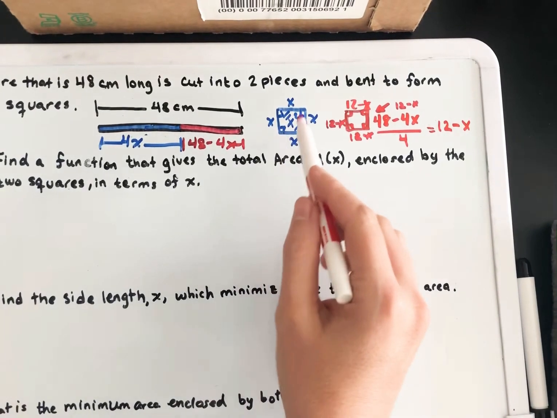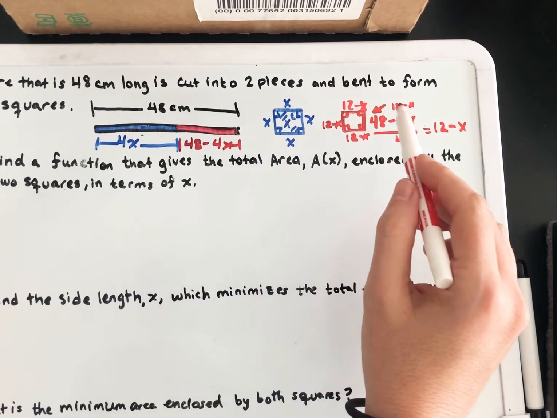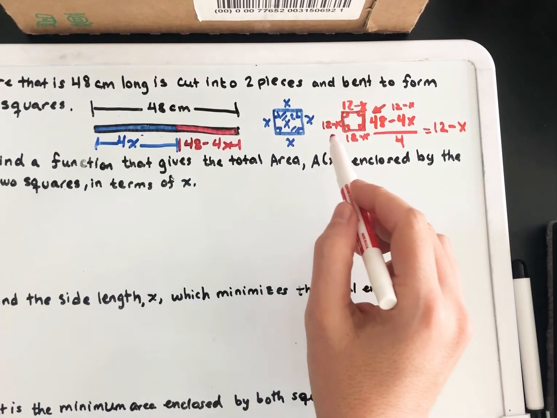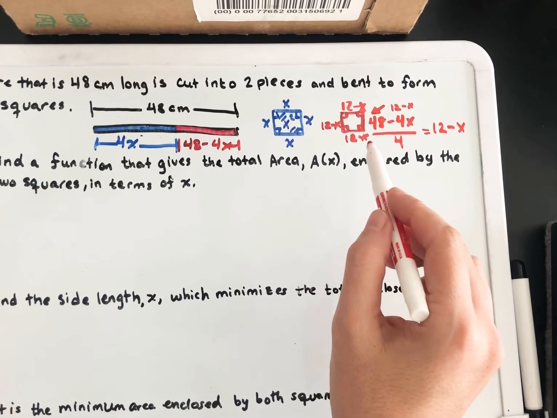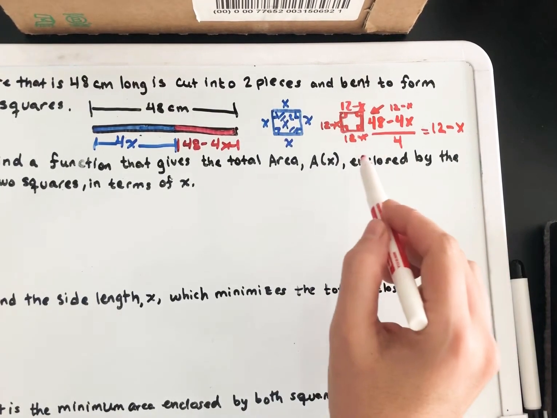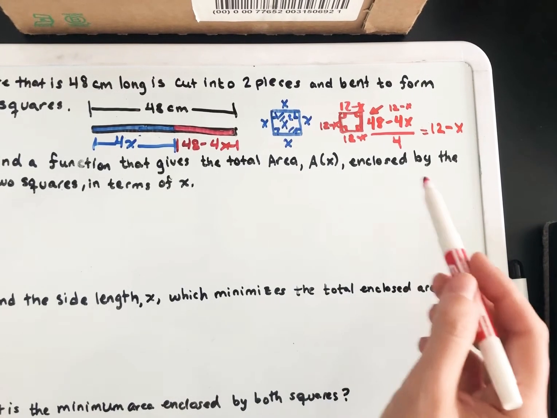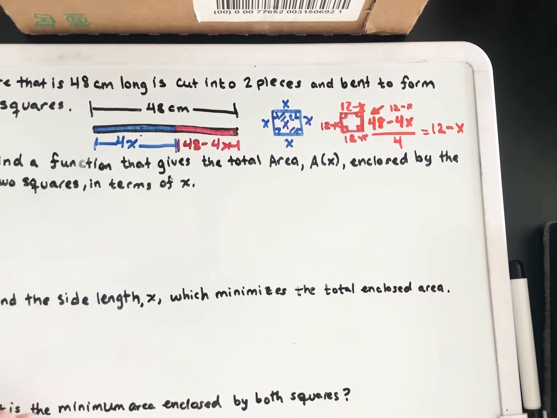If you were to add x plus x plus x plus x, that's 4x. If you were to add 12 minus x, 12 minus x, 12 minus x, 12 minus x, the 12 four times is 48, right? So you'd have 48, and then negative x, negative x, negative x, negative x, that's negative 4x. So 4x minus 4x, wipe out, and you're back to 48. So it does make sense.